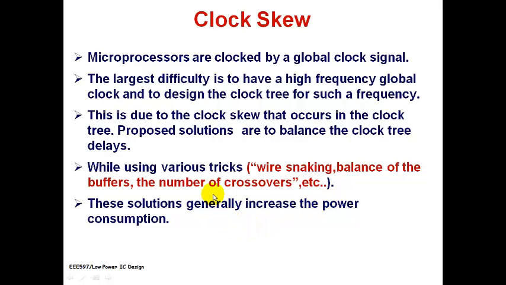And the number of crossovers from one area to the other, all these are different tricks by which we would adjust the clock skew. And these solutions, unnecessarily introducing wires and a redundant number of buffers, all these and the crossovers, are going to be overheads, the extra circuit we introduce, and these lead to power consumption.